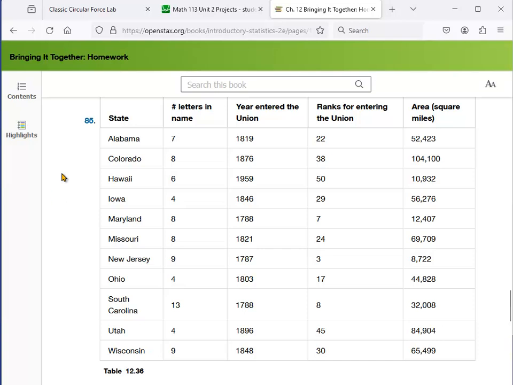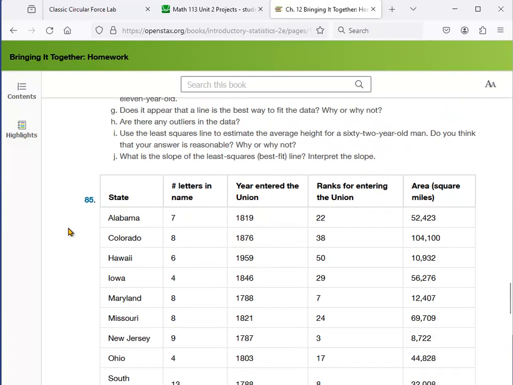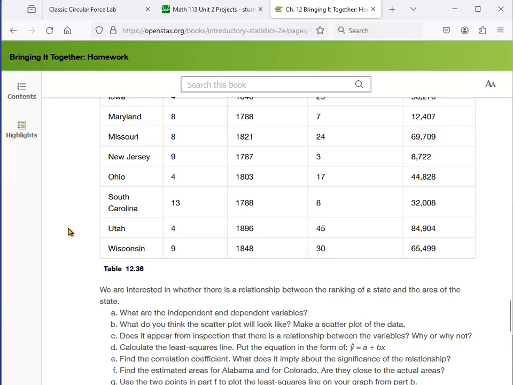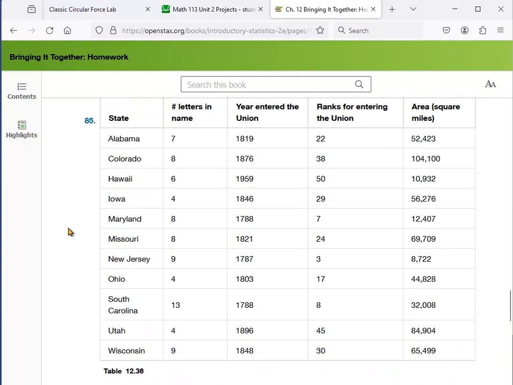By the way, the source for this one here, again, just like all the other tables in this book, they have no source or citation, but this one is really easy. These data are published everywhere on how large each of the states is and when it entered the Union. So you can find the source anywhere you want.